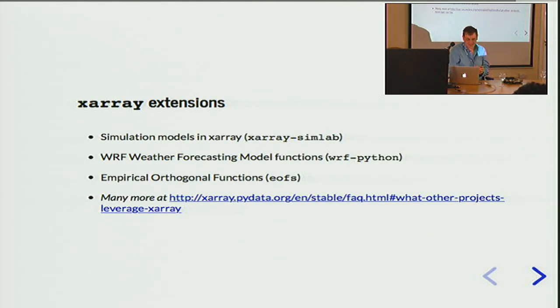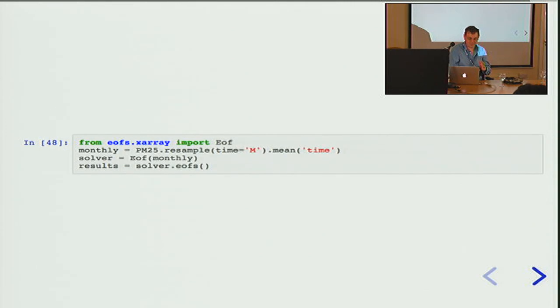And there's a load of XArray extensions you can use. You can do simulation models entirely within XArray. So there's a module that allows you to do things like cellular automata and so on, all working within an XArray array. There's weather forecasting model functions for dealing with outputs of climate models and weather models. One that I found quite useful was an empirical orthogonal functions extension. Empirical orthogonal functions are a bit like principal component analysis, but taking into account space and time in a bit of a complicated way. I'm not a huge expert in them, but it's very easy to do them in XArray.